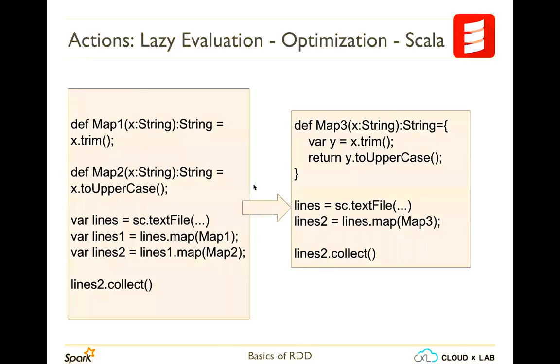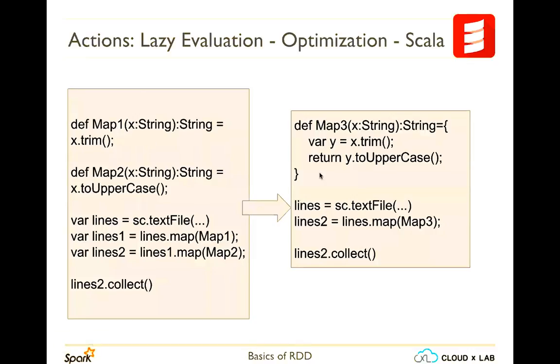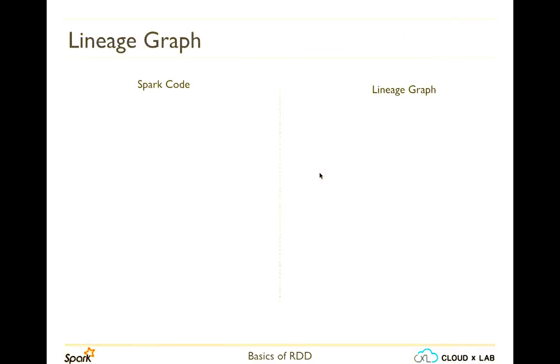So it has the luxury of optimizing your methods. It would combine x.trim and uppercase into a single method and execute. It doesn't happen at coding level. I'm just showing it on the code level, just to give you an idea, a picture of how it looks, but it would be happening more on execution level.